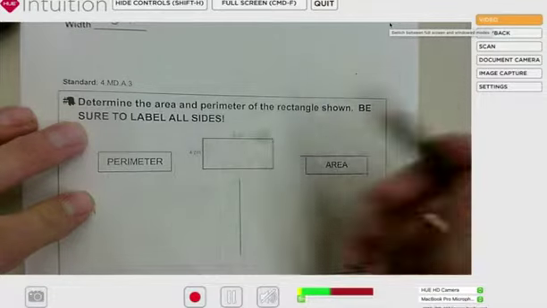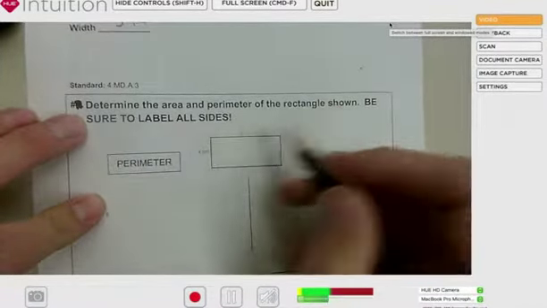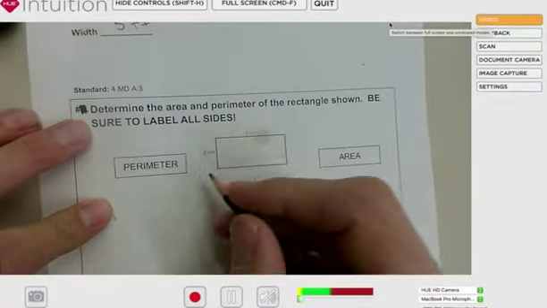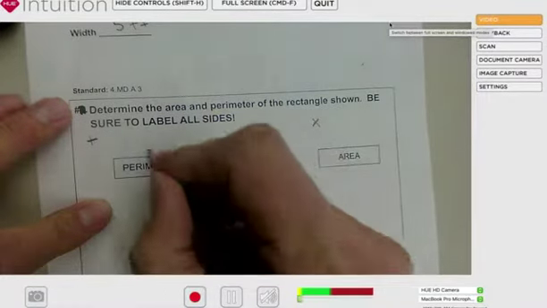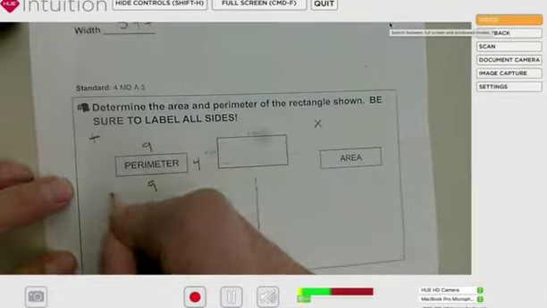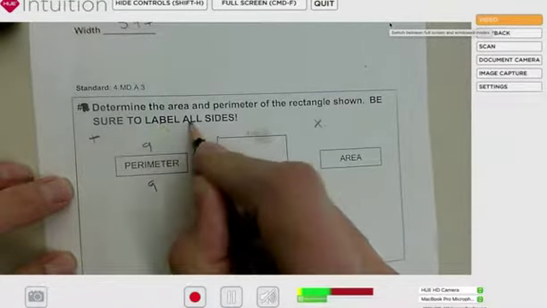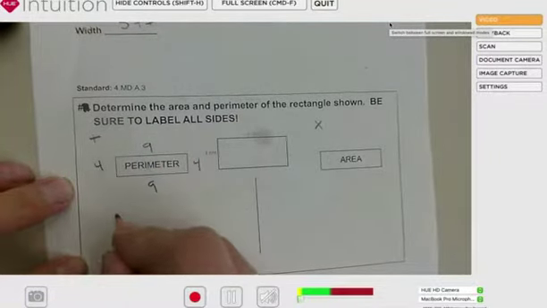Last but certainly not least, I apologize for how faint these numbers are. Like you can barely read them, but that's a 4 and that's a 9. So determine all the area and perimeter. Well, perimeter is addition. Area is multiplication. Okay? Perimeter is length plus width plus length. Be sure to label all sides. I mean, it's all caps, folks. What more do you want from me?